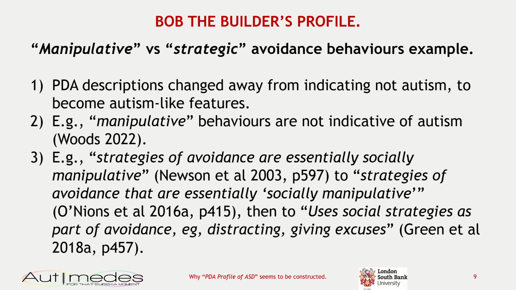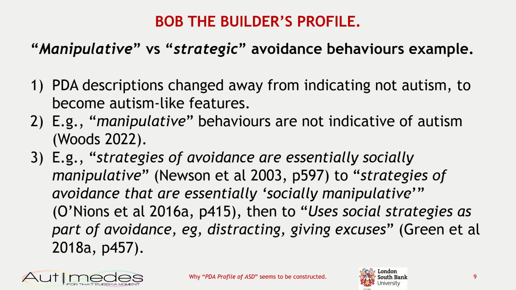I'm going to give an example of one of these trait changes, specifically focusing on the socially manipulative avoidance behaviours one. Newson rated strategies of avoidance as essentially socially manipulative. That's from page 597, and that changed in Owens et al. 2016A to strategies of avoidance that are essentially socially manipulative, with socially manipulative in quotation marks.